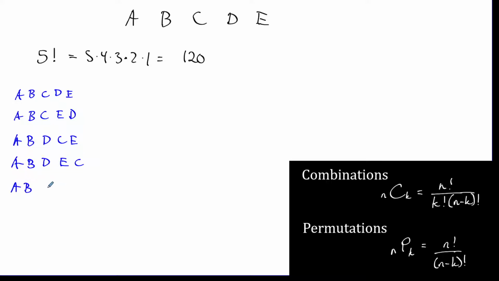Let's keep AB the same. Let's put E in this place and have CD. And let's go ahead and swap the D and the C. E, D, C. There. Now I've found 6 different ways I can rearrange these letters, and I haven't touched A and B at all. In fact, I've touched C, D, and E all in such a way that in the 3rd, 4th, and 5th position, these are the 6 different ways you can do it.